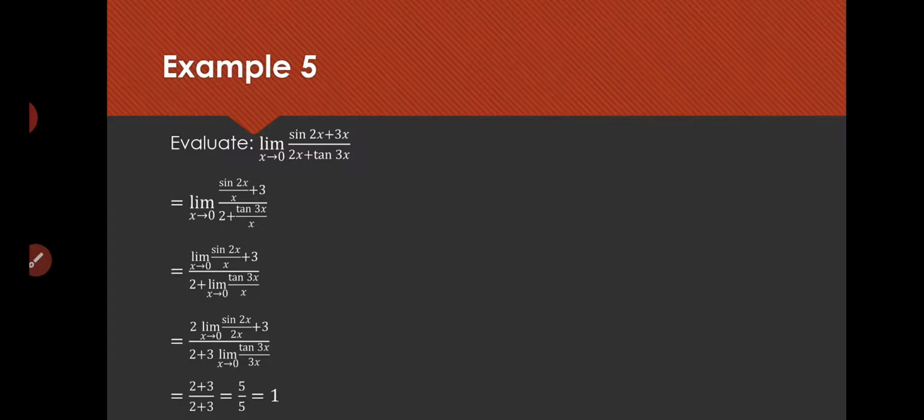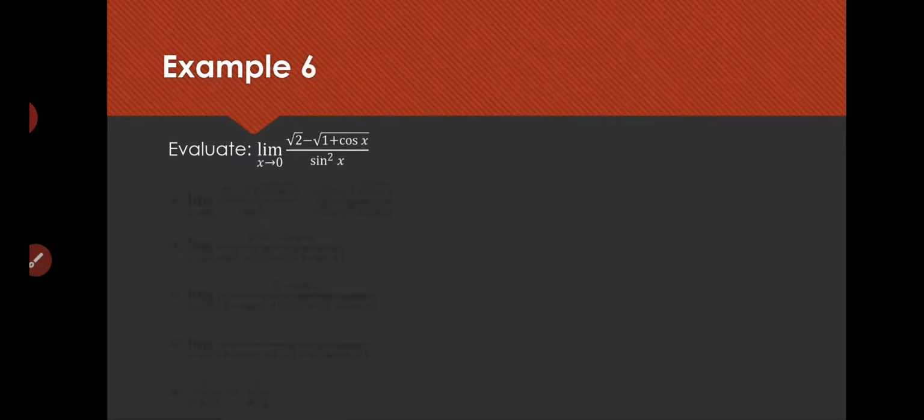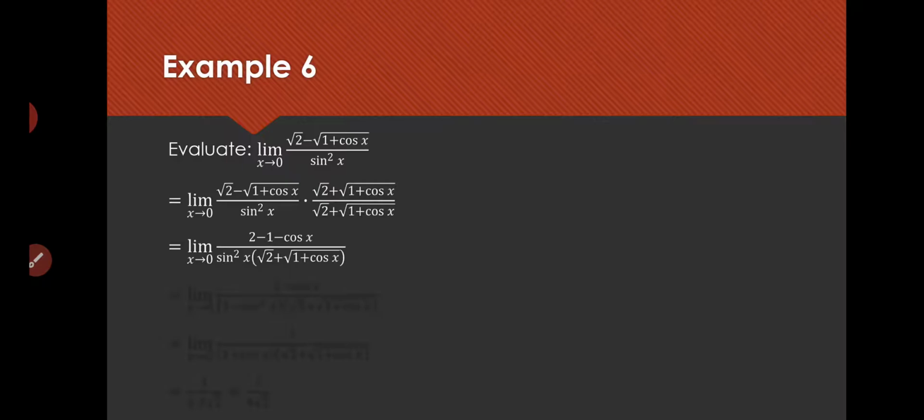Next, limit of (root 2 minus root over 1 plus cos x) by sin square x. So as I told you, the same idea, let me just multiply by its conjugate both at the numerator and denominator. I have to rationalize it. So upon multiplication I get 2 minus 1 minus cos x, so that becomes 1 minus cos x, and sin square x can be written as 1 minus cos square x. So this is what we have.